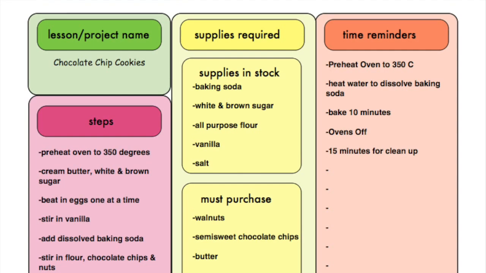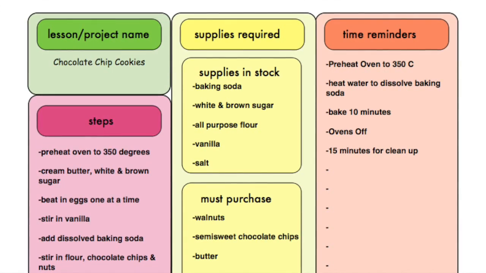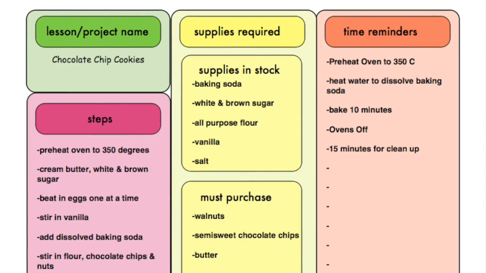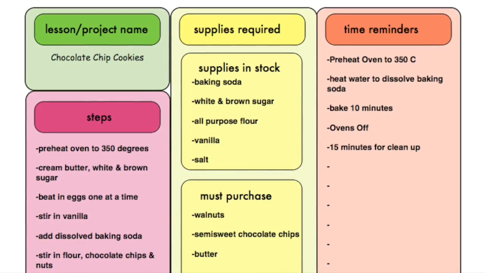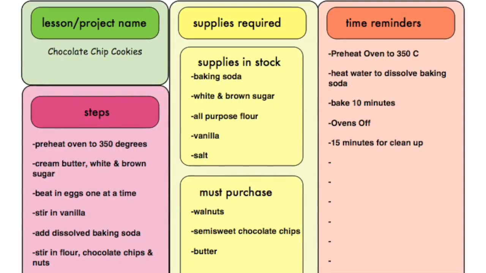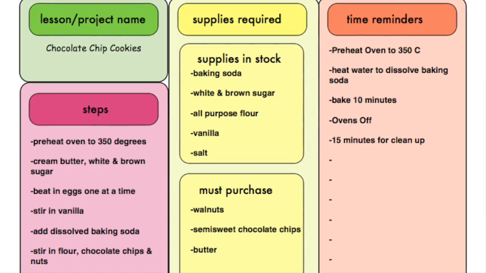In our example, we have used the graphic organizer for a chocolate chip cookie recipe. This is clearly stated in the lesson project name section. The steps section lists the order of steps to follow in the recipe. It is a great way to make sure nothing is forgotten.